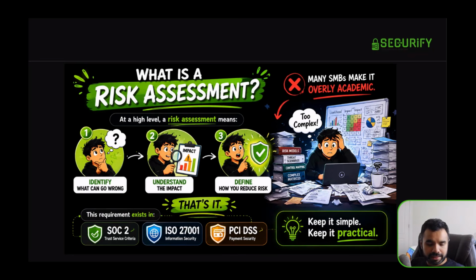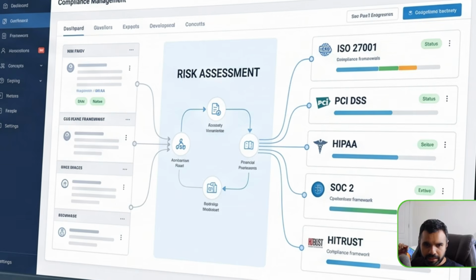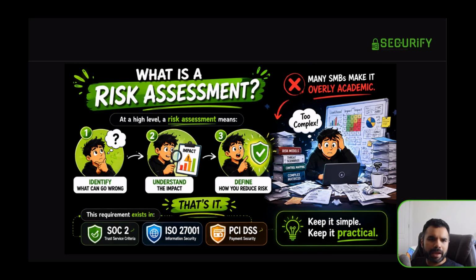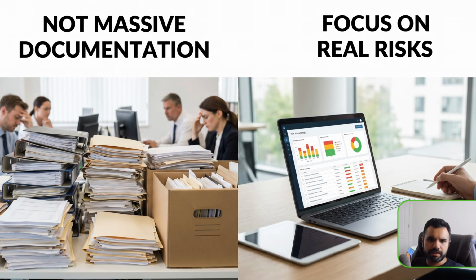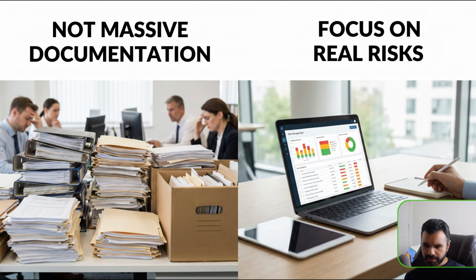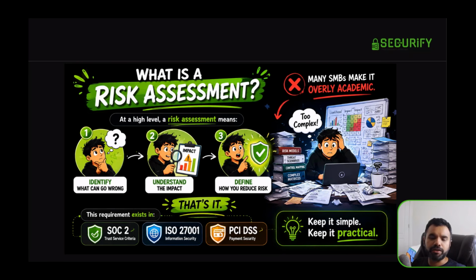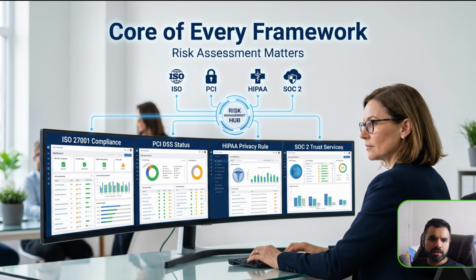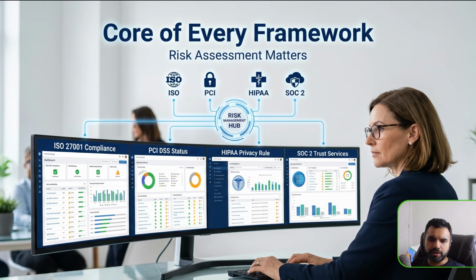This requirement exists across multiple compliance frameworks. Actually, it's the heart of all the frameworks, be it ISO, PCI, HIPAA, SOC 2, HITRUST, etc. And this is where many SMBs make simple mistakes. They turn the risk assessment into an overly academic project instead of focusing on practical operational risk. Your risk assessment should reflect your real environment, your systems, your risks, and your actual security controls. The goal is clarity and consistency, not complexity.